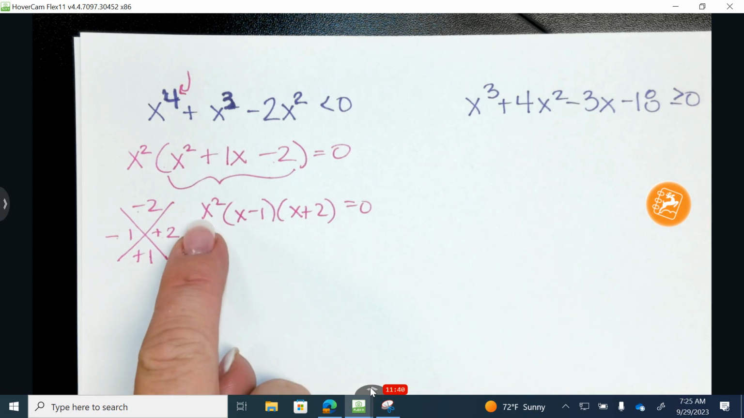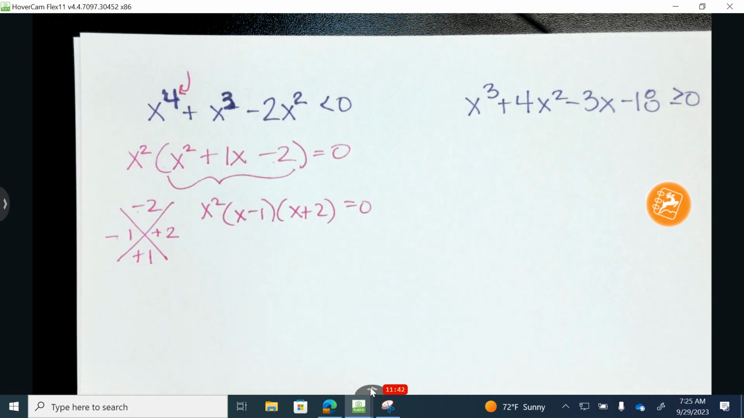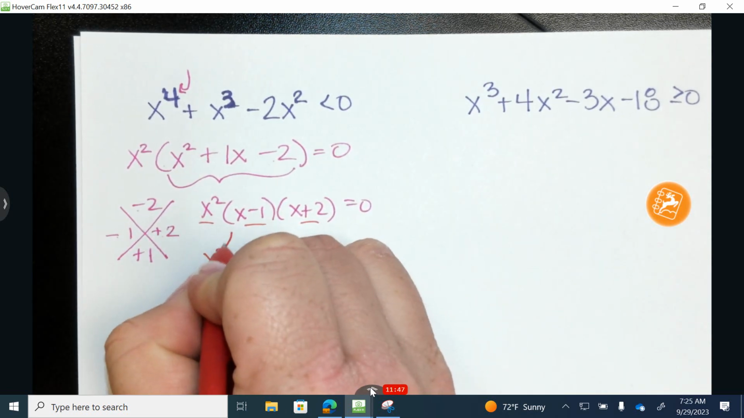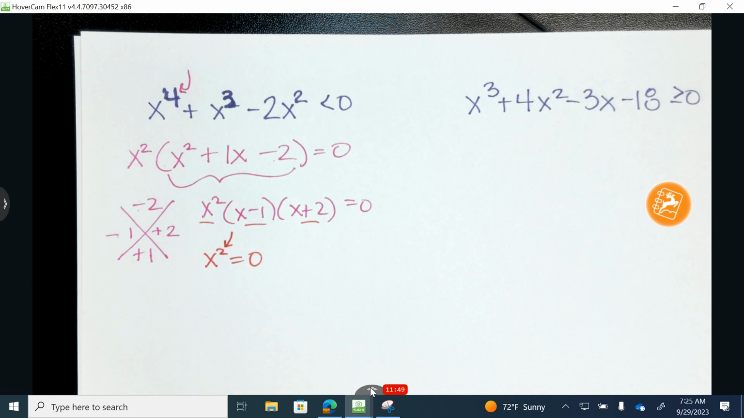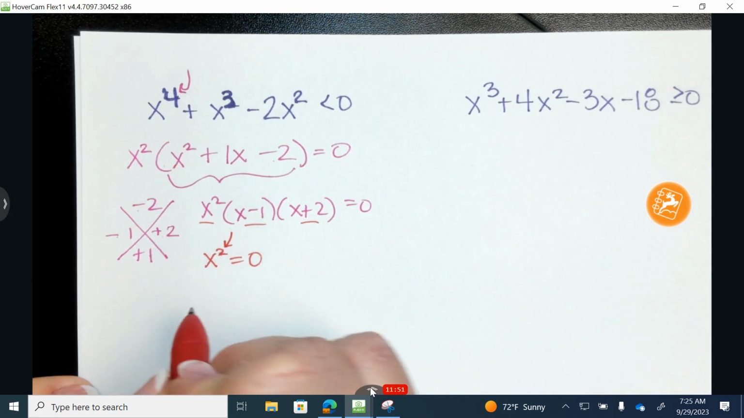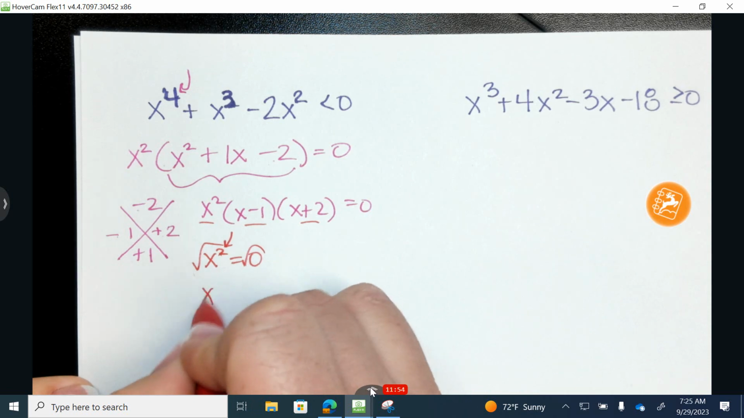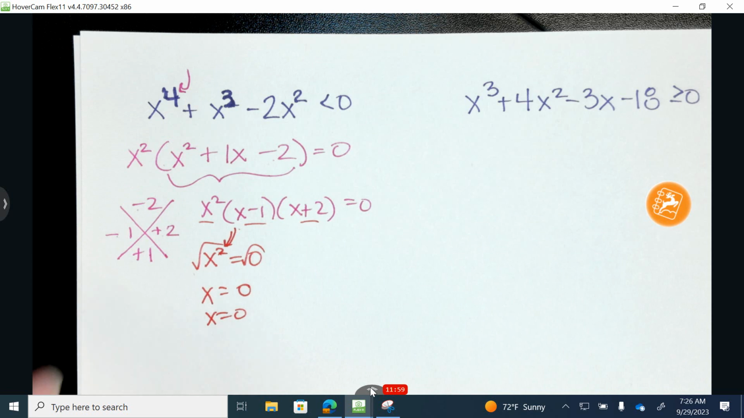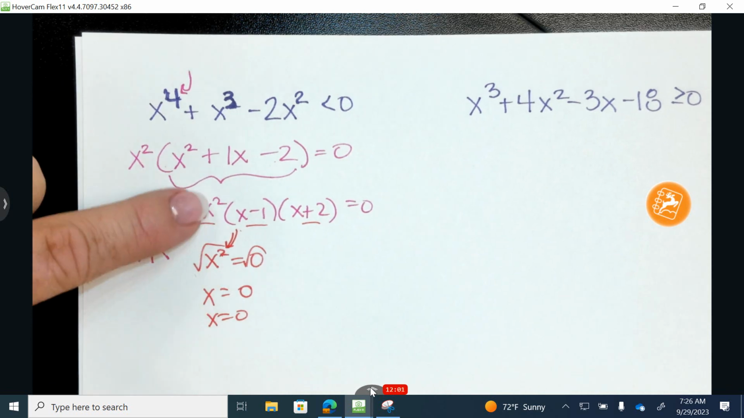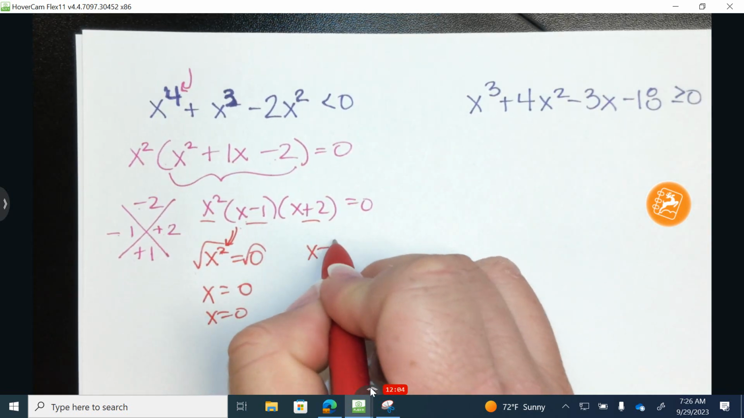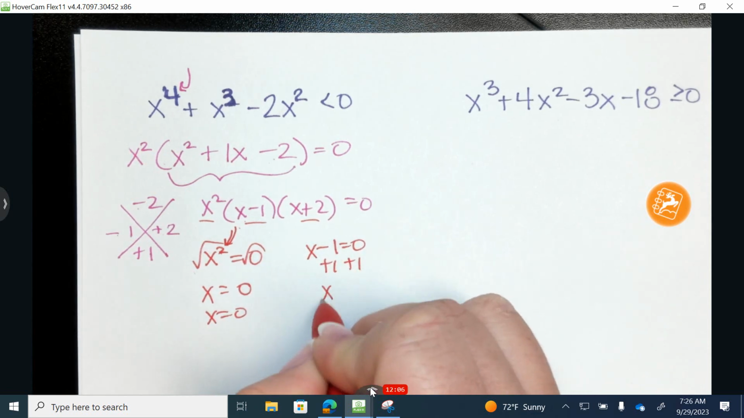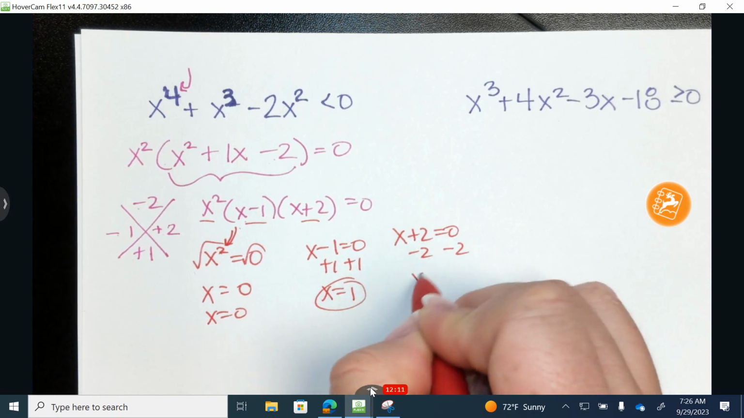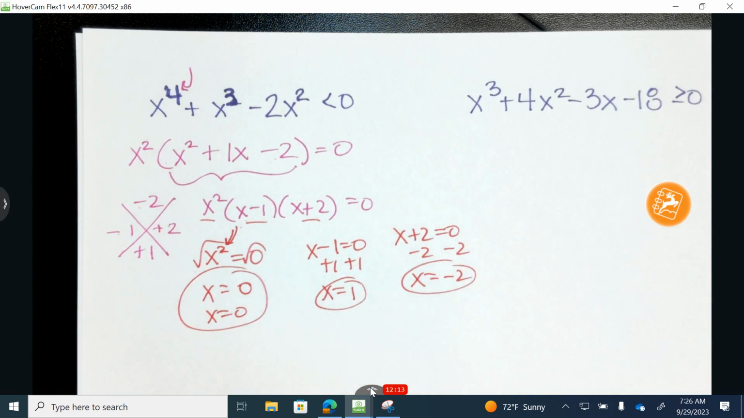So remember, this is a double because there's 2 things here. So I'm going to set each one of these equal to 0, and I'm going to solve. So how do I know it's a double? Because even though there's no such thing as a plus or minus 0, both of these 2 situations equal 0. So square root, I get x equals 0. But there's 2 solutions at 0. It's a double at 0. There's 2 of them. We have to have a total of 4. There's 2 at 0. Then I'll take the next factor, set it equal to 0, and solve. I get x equals 1. And the last one I set equal to 0 and solve, and I get x equals negative 2.